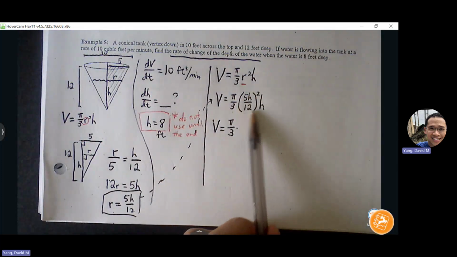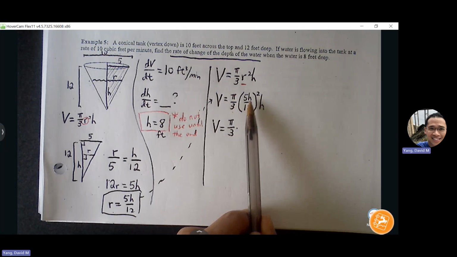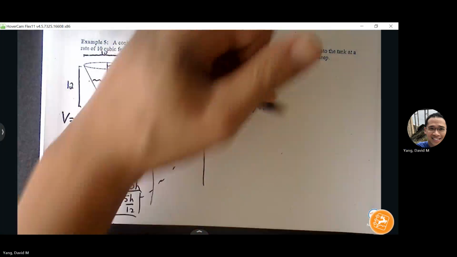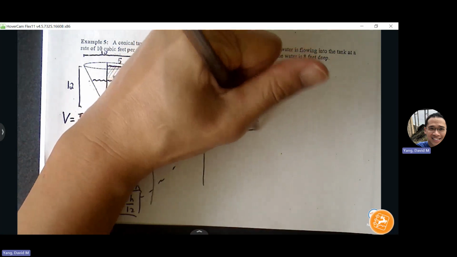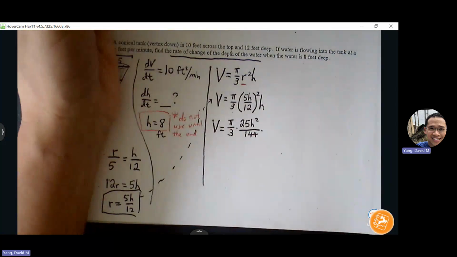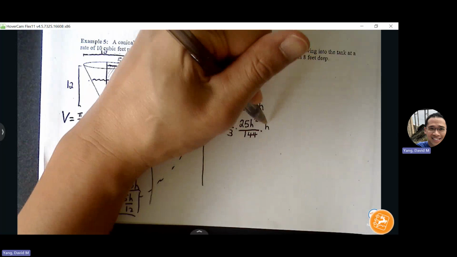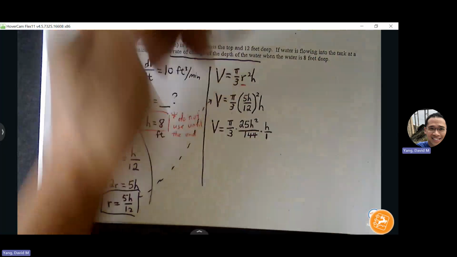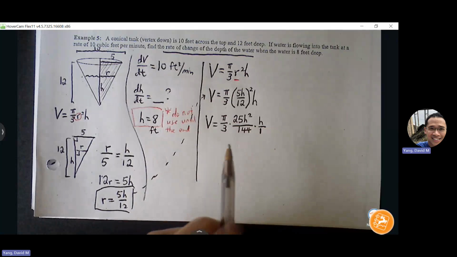what is this? How's the square going to impact what's in here? Good. 5 is squared, h is squared, 12 is squared, 25h squared over what? 144 times h. Now, if it helps, that h is in the numerator. If you want to put a 1 in the denominator just as a way of knowing where the pieces go, that's fine.